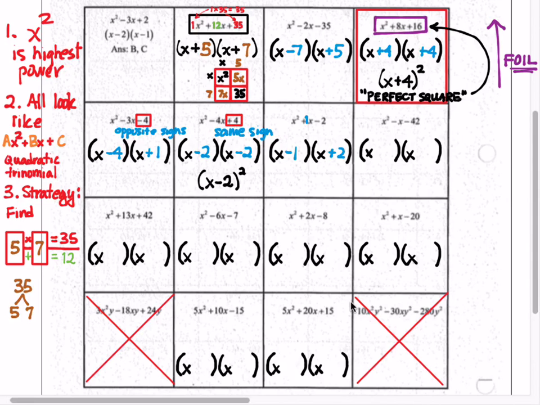X squared minus x minus 42? Yeah. 6 and negative 7. 6 and negative 7. So x plus 6, x minus 7. Great. X squared plus 13x plus 42? Similar question. What did you have for that one?